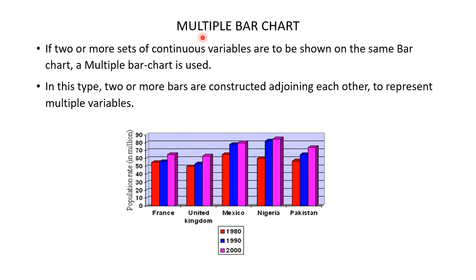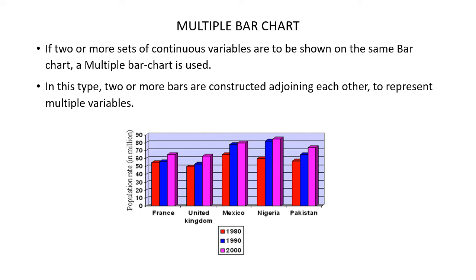Let's learn about multiple bar chart. If two or more sets of continuous variables are to be shown on the same bar chart, a multiple bar chart is used. In this type, two or more bars are constructed adjoining each other to represent multiple variables.